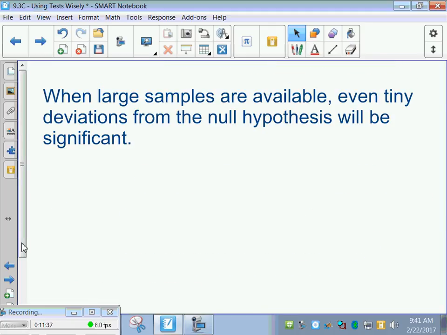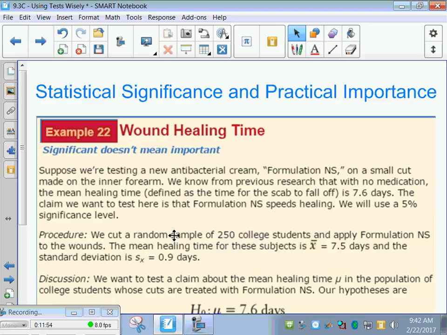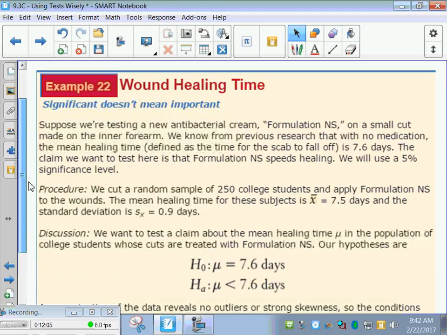Yes. All right, when large samples are available, even tiny deviations from the null hypothesis will be significant. So it's definitely better to use larger samples. However, sometimes that is more expensive, and it's difficult to get a large sample. And then we also have, if it's really practically important, okay? So let's read through something that's not practically important, so you can see maybe when you should just think about it, all right?